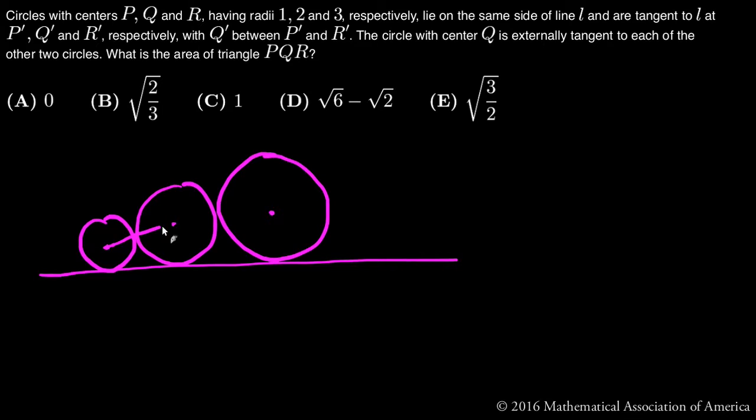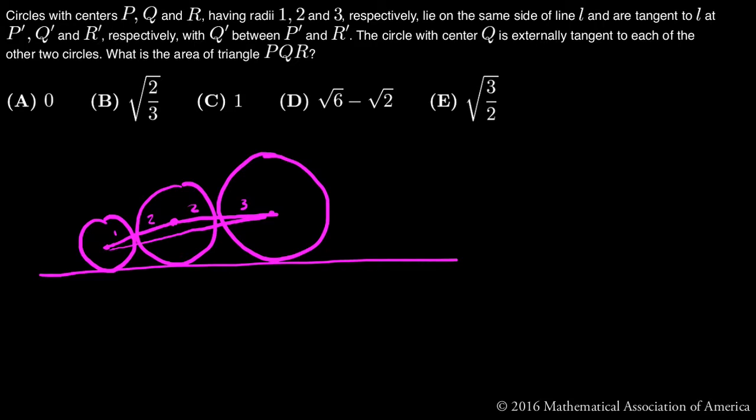So I can try to draw this triangle, and I get a shape like this, and try to figure out how I can deal with this. Well, it's actually not too bad. So let me put this: this radius is 1, those radii are 2, and this radius is 3.